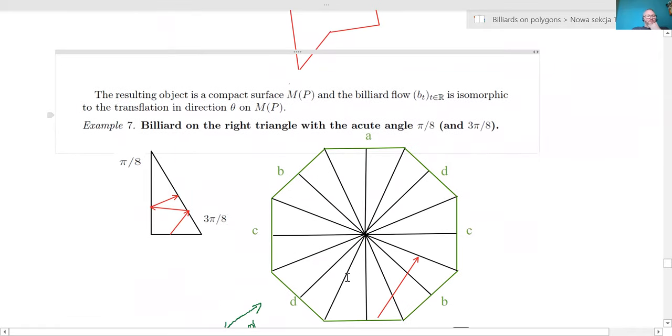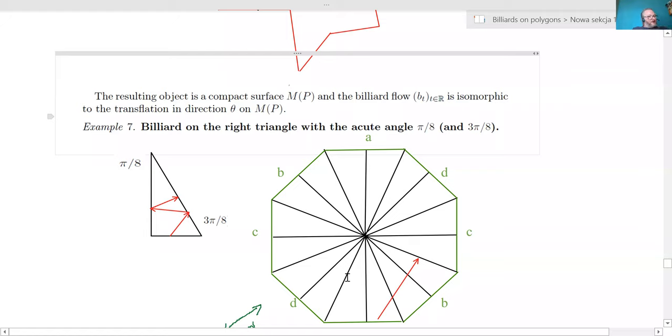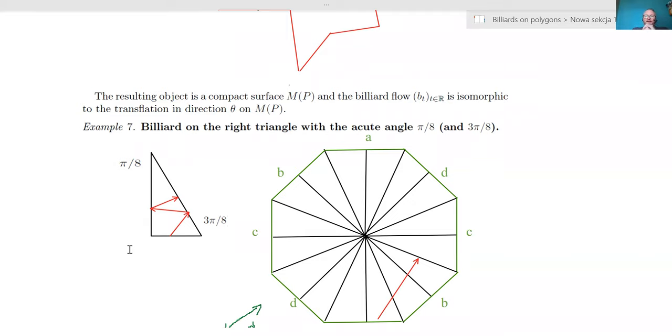And to make it a little bit more understandable what's going on, let's look at this unfolding procedure in a specific example of billiard flow on a right angle triangle with an acute angle equal to pi over 8. In this situation, we have to reflect this triangle as many times as we can. We can do it 16 times, and we should glue all copies, or reflected copies, along the sides of reflection.